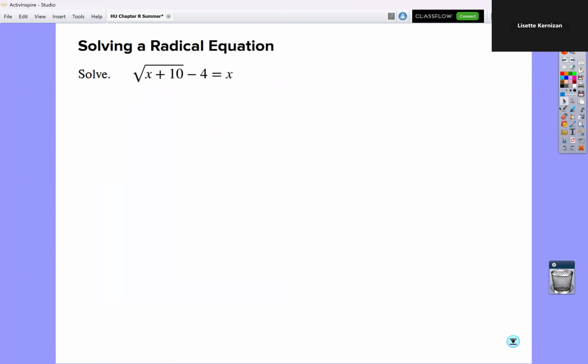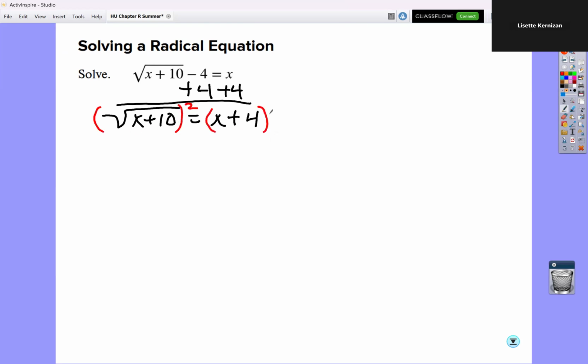Next, we're solving radical equations. So here you want to leave the radical alone and move everything away from it. So if that's the case, I am going to add 4 to both sides. I get the square root of x plus 10 equals x plus 4. So we want to undo this square root on the left side. Remember, to undo a square root, you square it. So when we undo that, we get x plus 10 on the left side.